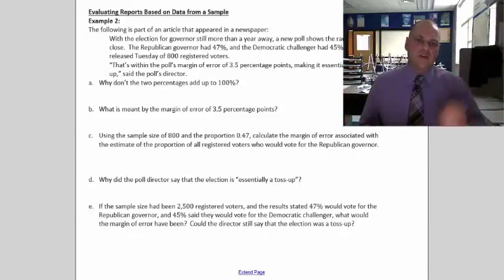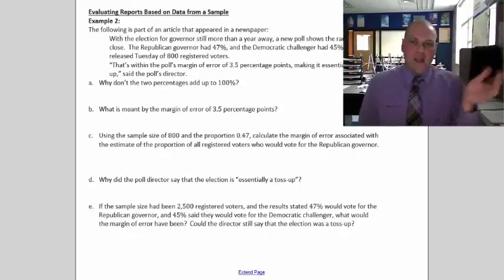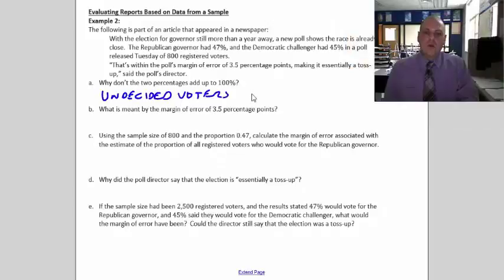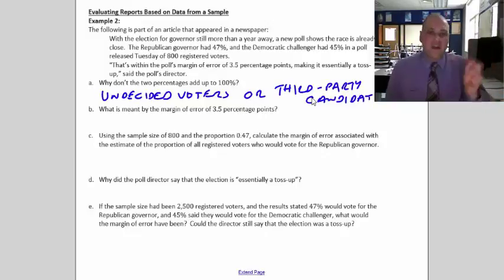So let's talk about a few things about this here. First of all, why don't the two percentages add up to 100? Why is it 47 and 45? Well, that's only 92%, right? So there's another 8% left over. Think about that. Why could that 8% be? Well, hopefully you came up with either undecided voters, or a third-party candidate, like an independent candidate. They're not a Republican, they're not a Democrat, they're voting for somebody else. Or they're just undecided. They don't want either one, right? So that's the 8%. That's an easy question, I think.